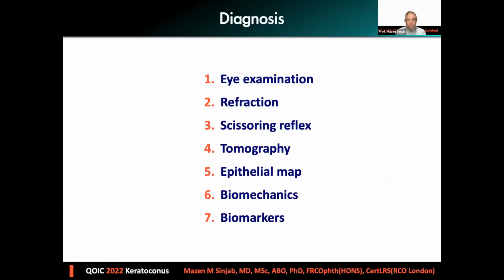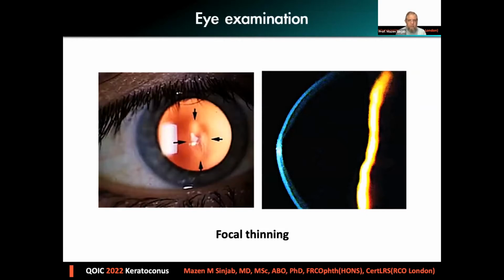Great. So usually diagnosis of keratoconus should go through many steps. It's not like just topography and that's all. It starts with eye examination, refraction, detection of scissoring reflex, then going to some investigations such as tomography, epithelial mapping, biomechanics, and most recently the biomarkers when they are going to be available in the market.